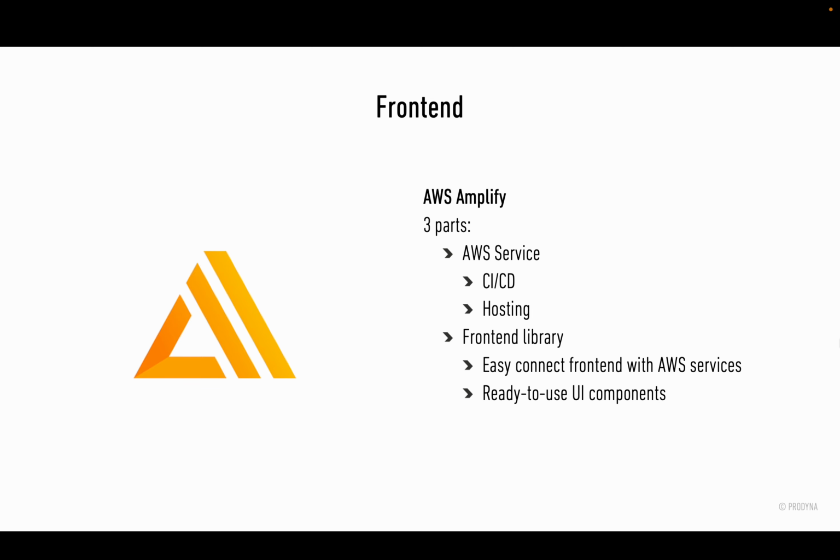The second part is the front end library that is for connecting the front end with the AWS services, and you get some ready-to-use UI components. We will see that a little bit later. The last part is the Amplify CLI, and you can use the CLI to configure the Amplify service and the library. So it's basically the glue between all these parts.